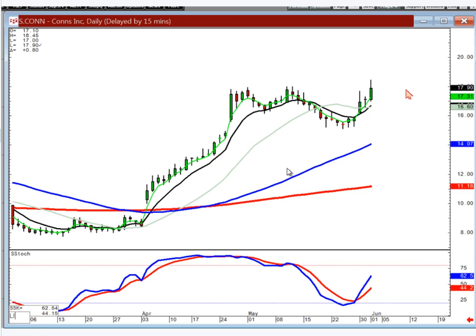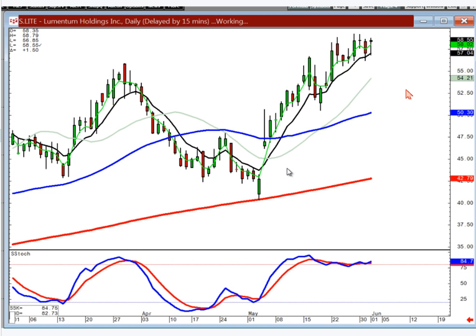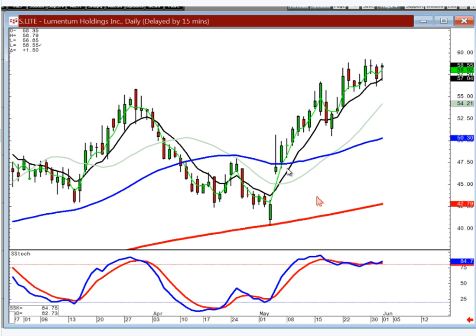Light is another one that we've been trading options on ever since this gap up off the 200. You stay long. Notice the one thing that this stock hasn't done since the gap up.